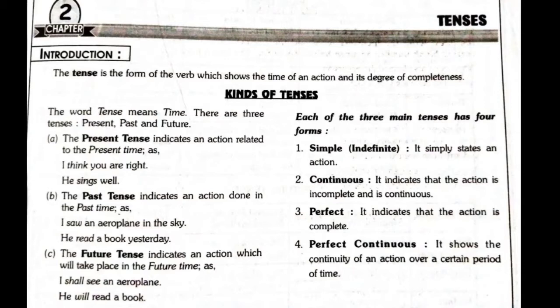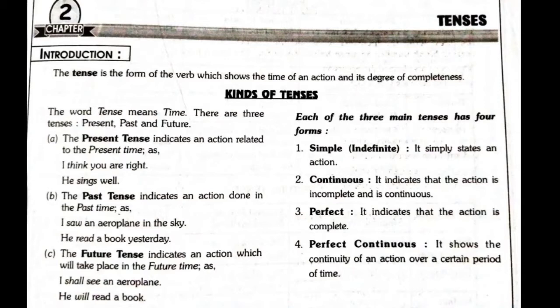For example, he sings well. I think you are right. So, what is present tense? Present tense indicates the time of an action which is related to the present time.